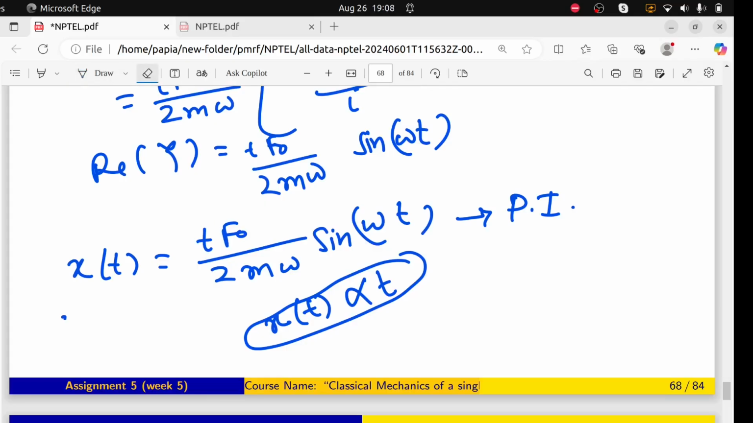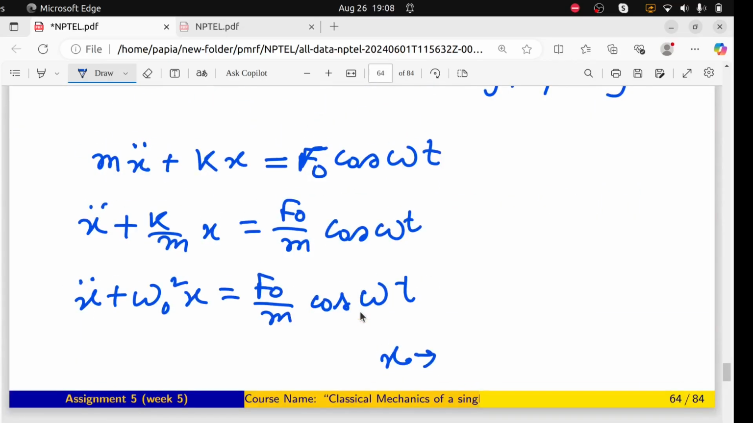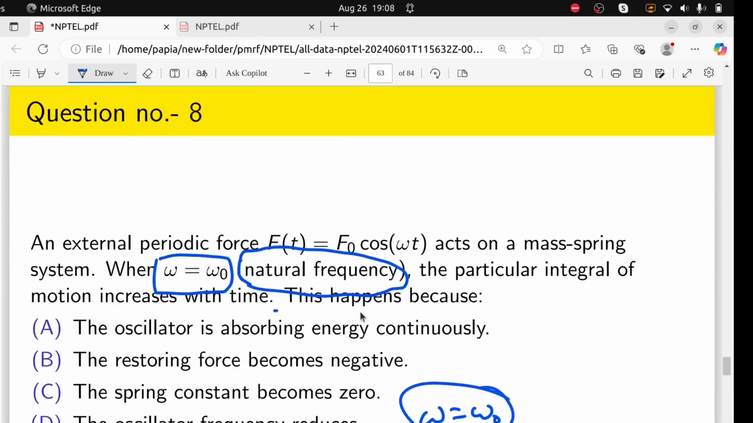There is a term which is t multiplied with f0 by 2 m omega sin omega t. So that means x(t) is proportional to t. That's what they are also telling in that question, that an external periodic force acts on a mass spring system when omega equals omega 0, the natural frequency, the particular integral of motion increases with time. That is correct. This happens because of what?